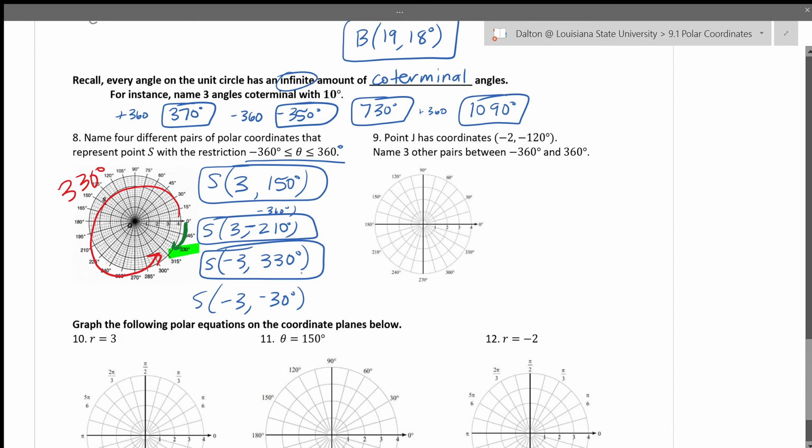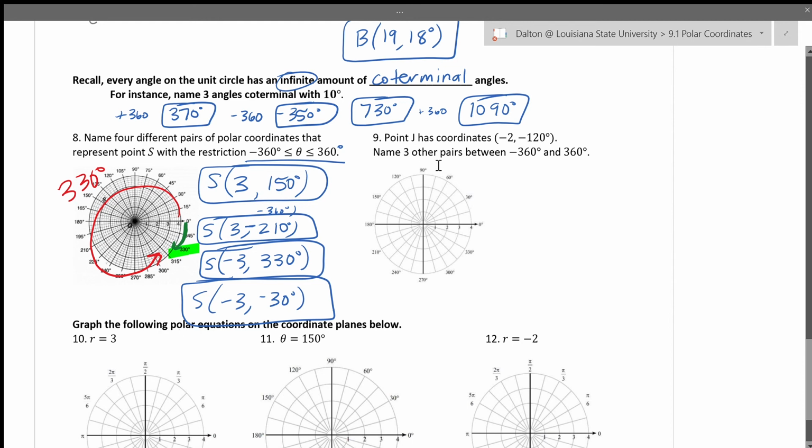So these are interesting questions because we're used to, on the Cartesian coordinate plane, every point having one unique location. But the reality is, on a polar plane, between negative 360 and positive 360, there are 4 answers. And if I don't limit you, if I don't give you a restriction, there are an infinite amount of answers.